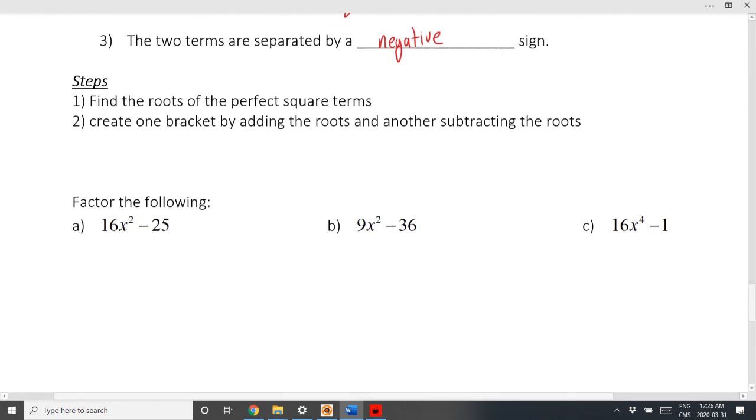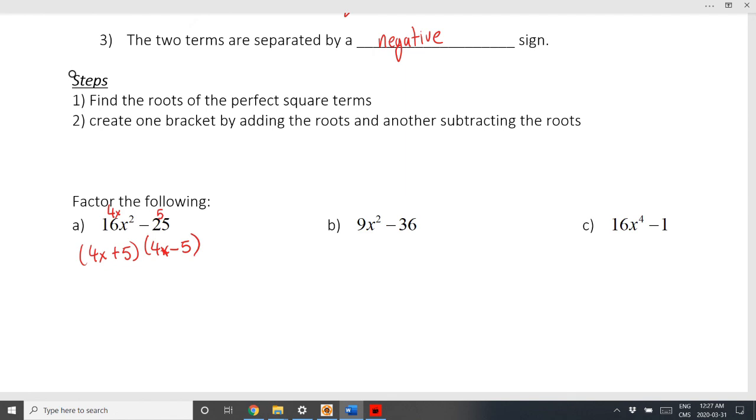So we'll do the first one here. So we can see we have 16x squared minus 25. So the roots of this, we can find the square root of 16x squared. That's just going to be 4x. And the root of 25, that's just going to be 5. And now we can make our factor brackets. So we're going to do the first one, which is 4x. We're going to add the roots, so we're going to say 4x plus 5, and then we're going to do 4x minus 5. Okay, and we're done. So that's how you do the difference of squares.